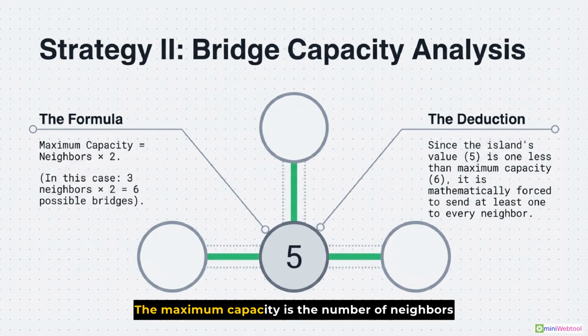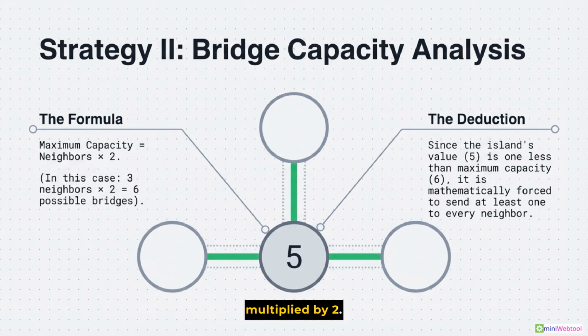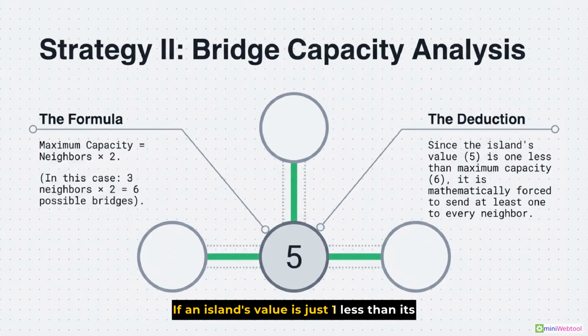The maximum capacity is the number of neighbors multiplied by 2. If an island's value is just 1 less than its maximum capacity, it is forced to send at least 1 bridge to every neighboring island.